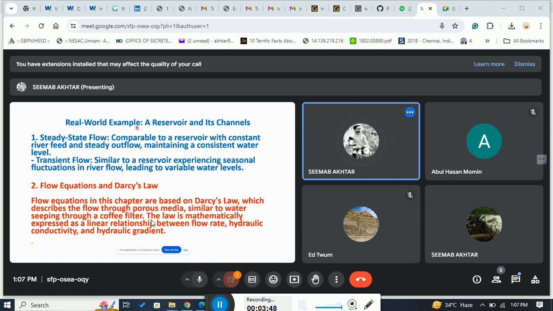Steady state flow is comparable to a reservoir with constant river feed and steady outflow maintaining a consistent water level. And the transient flow is similar to a reservoir experiencing seasonal fluctuation in river flow leading to variable water levels. Flow equation and Darcy law. Flow equations in this chapter are based on Darcy law, which describes the flow through porous media, similar to water seeping through a coffee filter. The law is mathematically expressed as a linear relationship between the flow rate and hydraulic conductivity and hydraulic gradient.